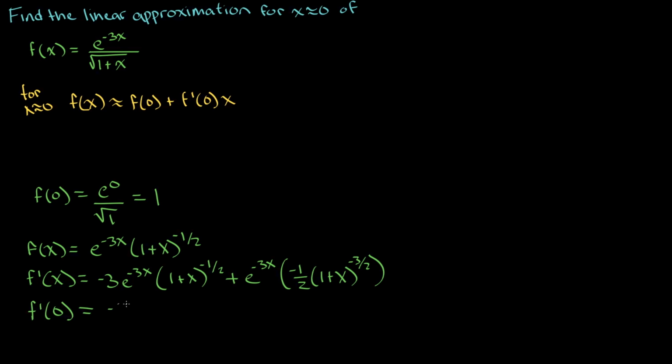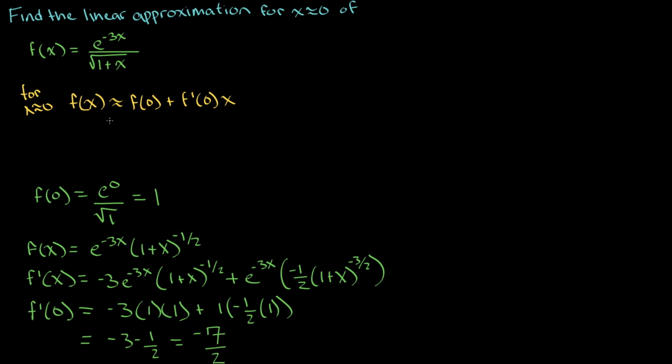We get negative 3 times 1 plus we have 1 times negative 1/2 and then times 1. So that's what we have. And then let's add up these terms here and see what we get. So we have negative 3 and then minus 1/2. And this comes out to negative 7/2. So this is negative 7/2.